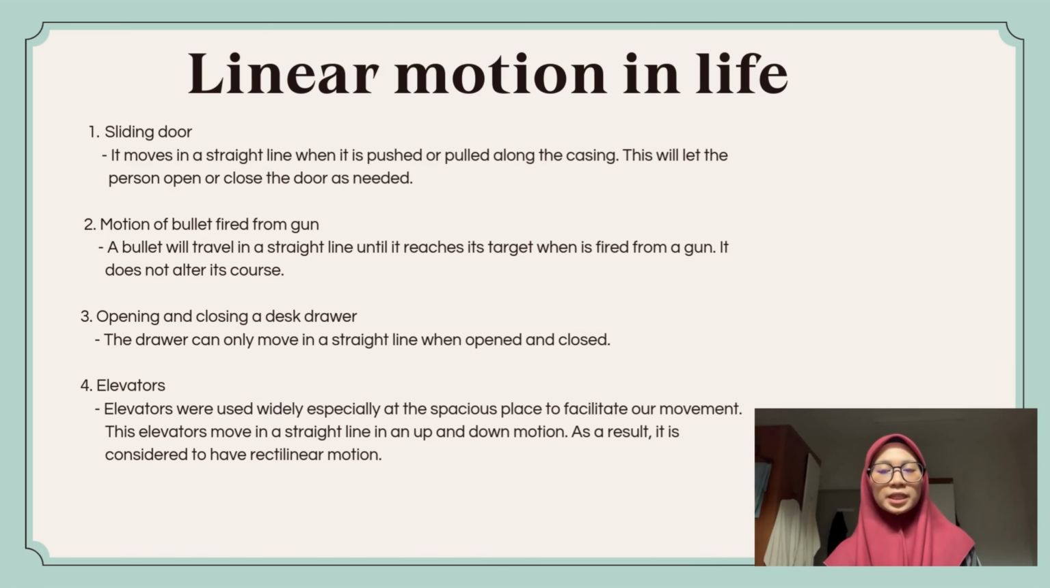There are a few applications of linear motion in our daily life. The first one is a sliding door. It moves in a straight line when it is pushed or pulled along the casing. This will let the person open or close the door as needed. Second, motion of a bullet fired from a gun. A bullet will travel in a straight line until it reaches its target when it's fired from a gun. It does not alter its course. The third one is opening and closing a desk drawer. The drawer can only move in a straight line when opened and closed.